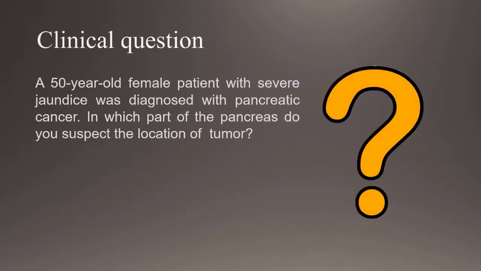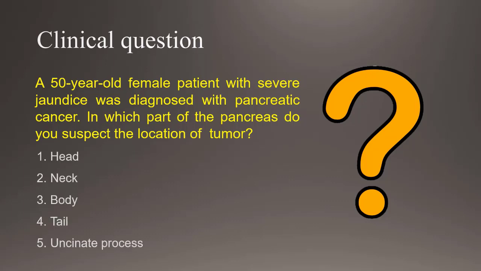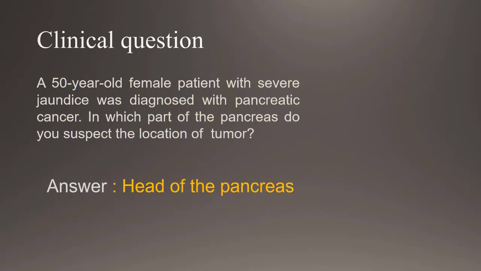Let's begin with a clinical question. A 50-year-old female patient with severe jaundice was diagnosed with pancreatic cancer. In which part of the pancreas do you suspect the location of tumor? Head, neck, body, tail, or uncinate process of pancreas? Answer is head of the pancreas.